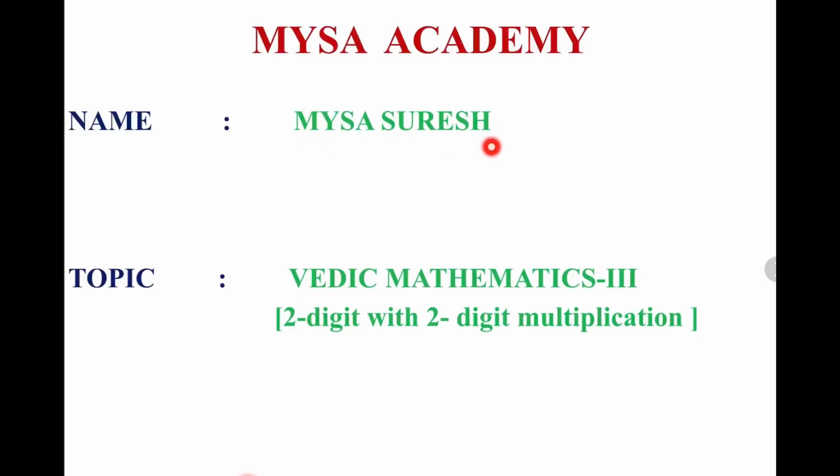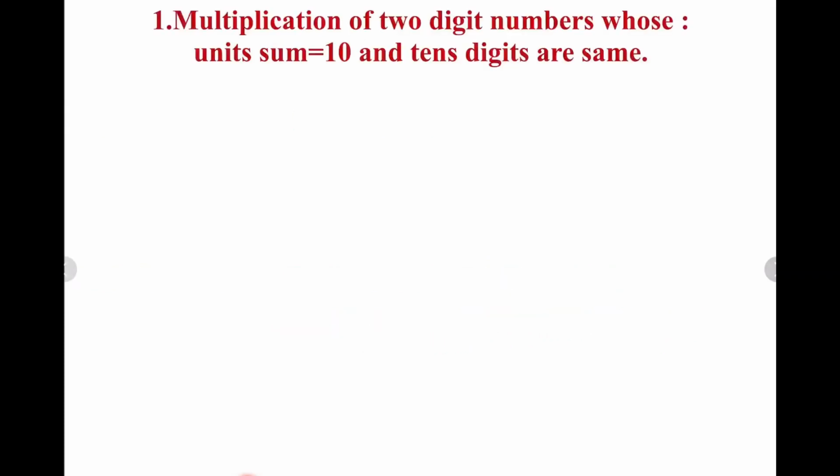I am Mysa Suresh. Today we will discuss part 3 of Vedic mathematics, in which we will discuss two digit with two digit multiplication in shortcut method. First, multiplication of two digit numbers whose unit sum is equal to 10 and tens digits are same. We have already discussed this model in part 1 of Vedic mathematics, but we will revise for a while so that the next concept which is based on this concept will be understood very clearly.